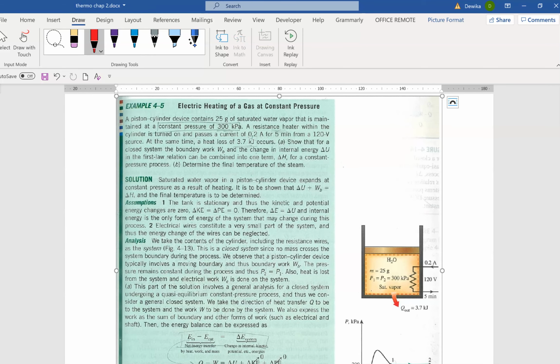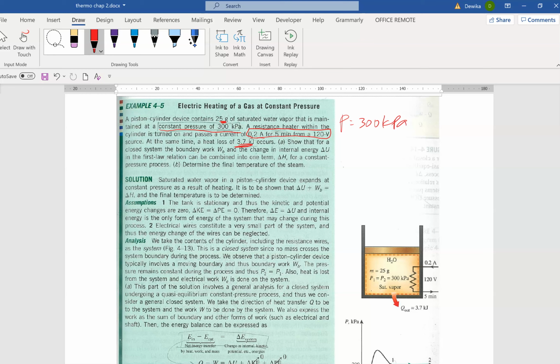A piston cylinder contains 25 grams, not kilograms, grams, so be very careful, of saturated water vapor that is maintained at a constant pressure of 300. So how much is pressure? Pressure is 300 kilopascal. A resistance heater within the cylinder is turned on and passes a current. So how much is current going in? Going in at 0.2 ampere for 5 minutes. So all this is current information. You have to pull that out, write it down. At the same time, there is a heat loss, 3.7.